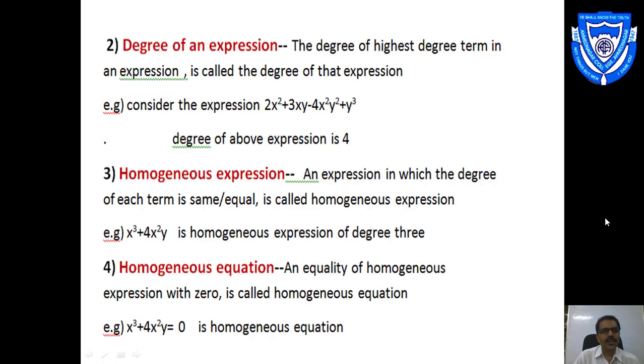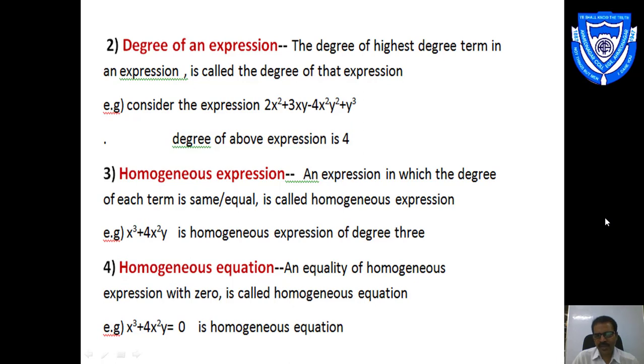Let us move to the second subtitle, degree of an expression. Once you are acquainted with the idea of degree of various terms in the expression, now how to decide the degree of the complete expression? Okay, the definition. The degree of highest degree term in an expression is called the degree of that expression.